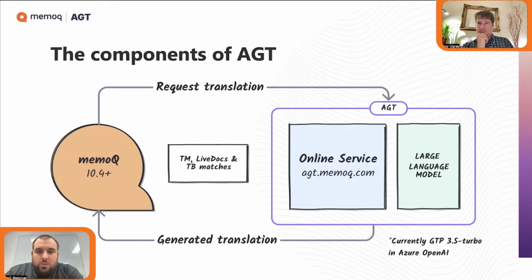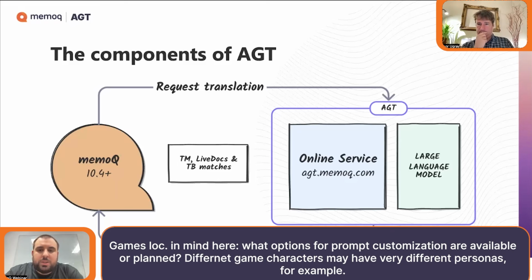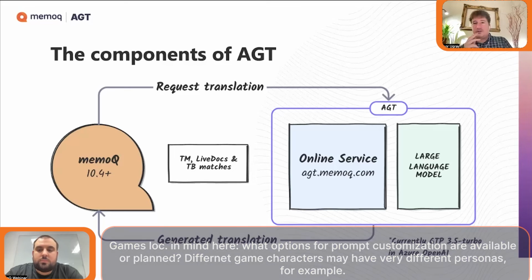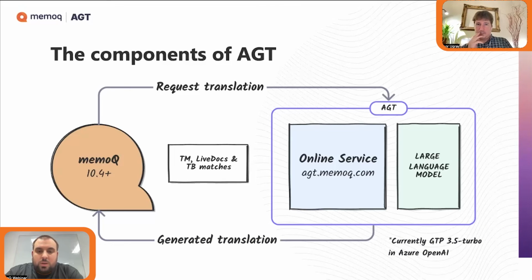Thank you very much. The next one has games localization in mind. What options for prompt customization are available or planned? Different game characters may have different personas, for example. Right now, essentially the way to customize is to affect the output of AGT through the resources that get fed into the generated translations. So it will adhere to the TMs, etc. It does not have any extra bells, whistles, or levers to say this character should speak in a particular register or something like that. Thank you.